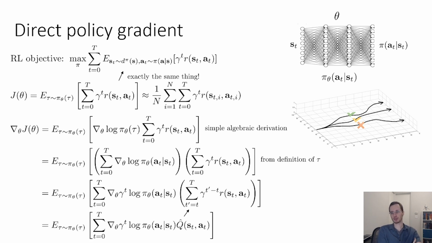Oftentimes when we write out the policy gradient, we replace the sum of rewards with the symbol Q hat of s_t, a_t. Q hat here denotes our estimate of the expected total reward we'll get if we take action a_t in state s_t and then continue with our policy pi theta.